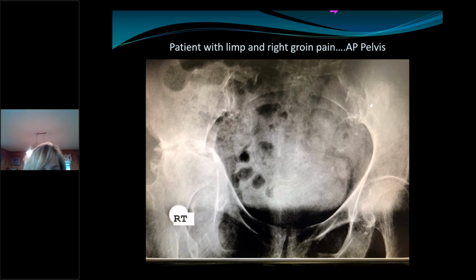And if we look at the left side, we see this nice ball and socket where it's supposed to be. Everything's pretty normal. But if we look at the right side, look at the ball, which is about 50% gone, and look how it's riding up and basically eroding into the acetabulum. And actually, there's probably a little bit of a stress fracture going on at the acetabulum here as well.